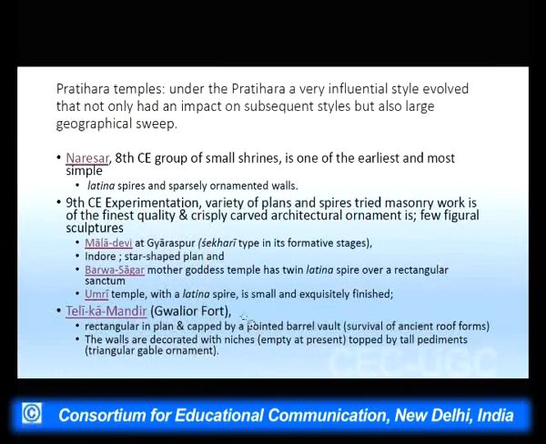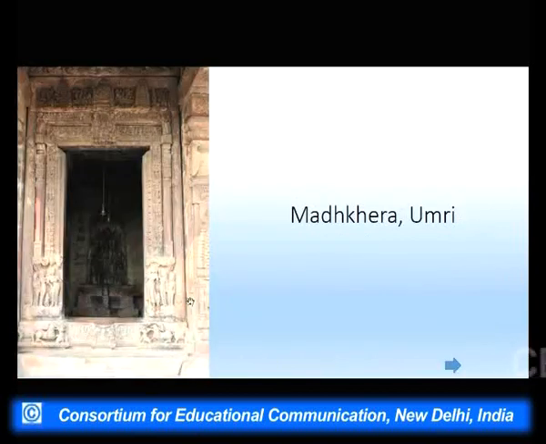Okay. Then you have the Madhkhera temple at Umri, all right. Here you again have the river goddesses and the Dwarapalas, and these are what we call the Dwara Shakhas, or the jambs. Now, these jambs are where most stylistic developments in the doorway take place.